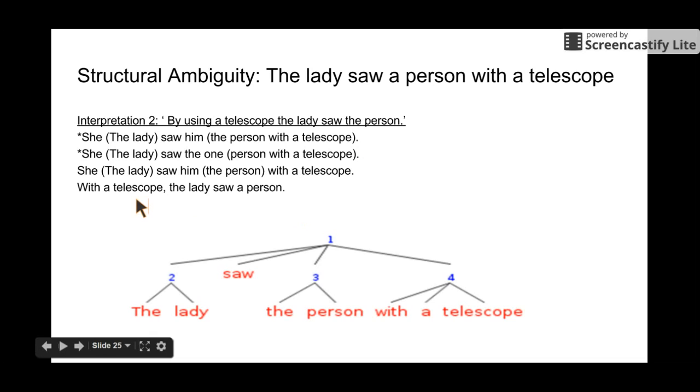And with a telescope, it's not a constituent with the person, so we can move the prepositional phrase away. With the telescope, the lady saw the person. So under this interpretation, this movement is possible. So the structure will be like this. With the telescope, it's not a constituent with the person. On the other hand, with the telescope, this PP is modifying saw. Okay.